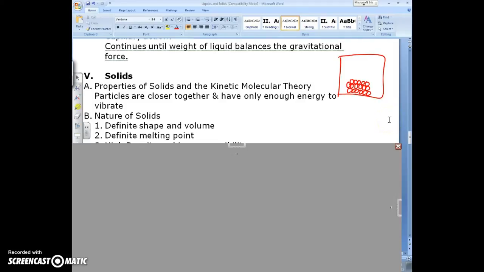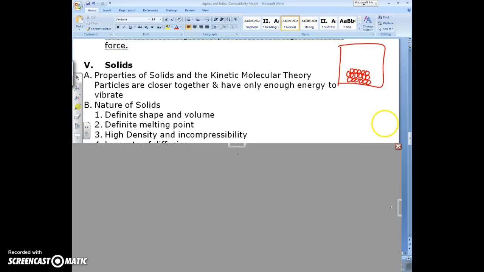They do have a definite melting point. When a solid reaches its melting point, it melts. It is not a range, it is a point on the scale. And we can use that for identification purposes. If we can figure out what temperature something melts at, we can figure out what that substance is.